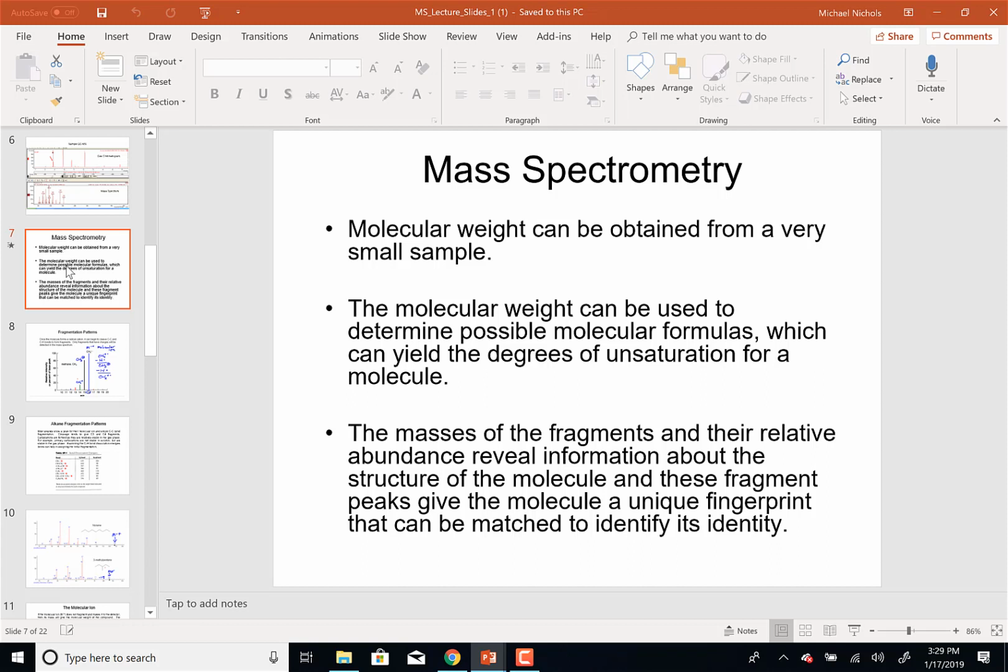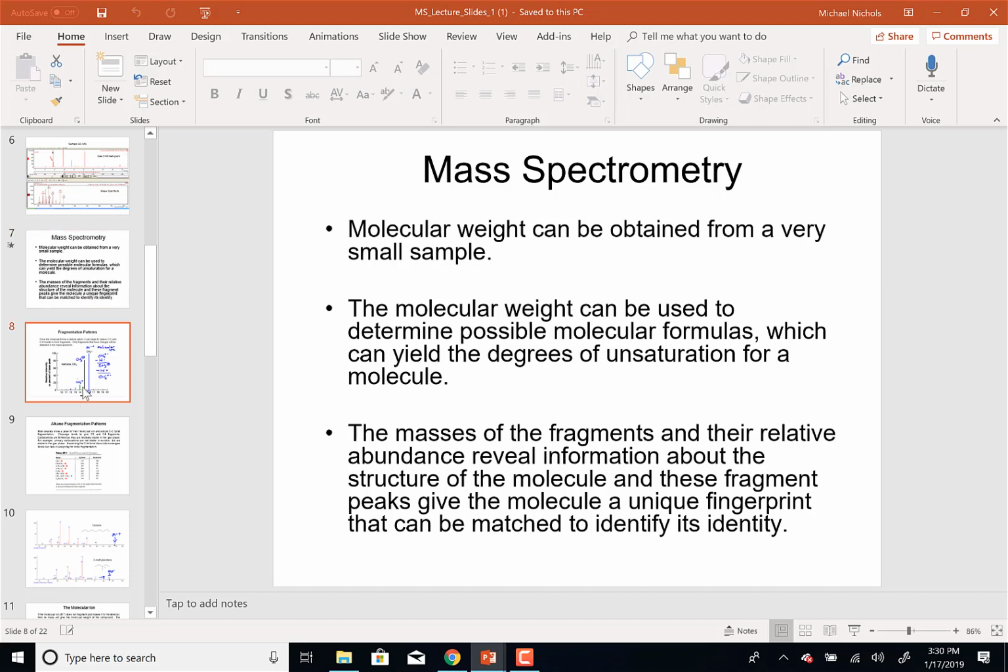We're determining molecular weights. We haven't calculated degrees of unsaturation yet, but I'll show you that if I have the molecular weight, there's only a certain set of formulas that fit that molecular weight. So I've narrowed down my compound search to maybe 20. And I'll show you that in a moment. And then the fragments can help me put the structure of the molecule back together. And we'll talk about that next week.